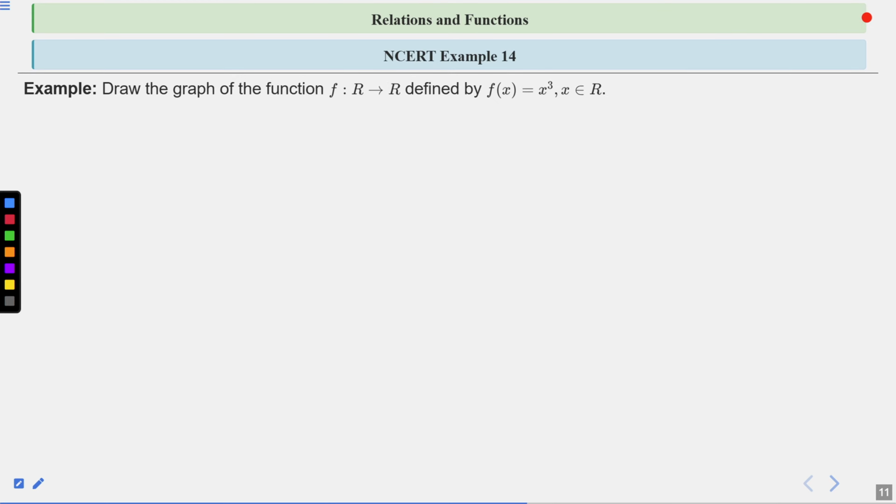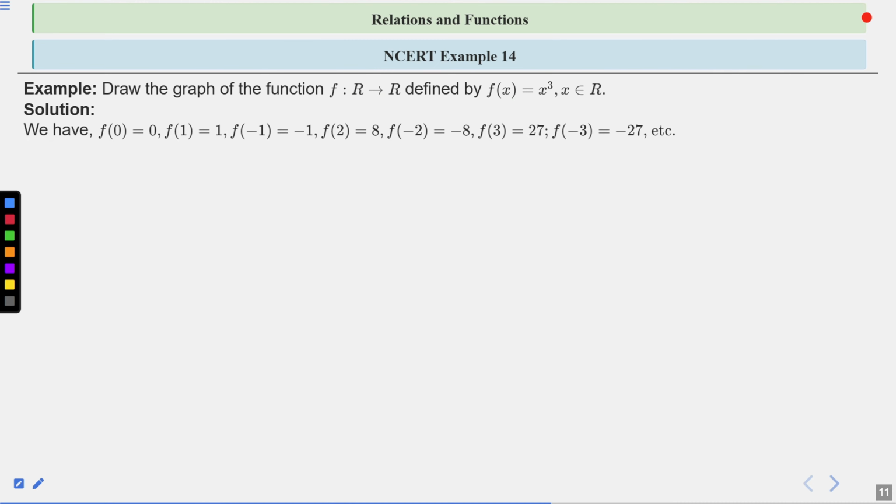Now this example. A function is given to you from R to R, meaning your domain set is the complete set of R and the codomain set is also the complete set of R. The function is defined by x cube, meaning x is related to the element x cube. Clear? Then what you have to do is simply draw the graph for this function f(x) = x cube. Quite simple.